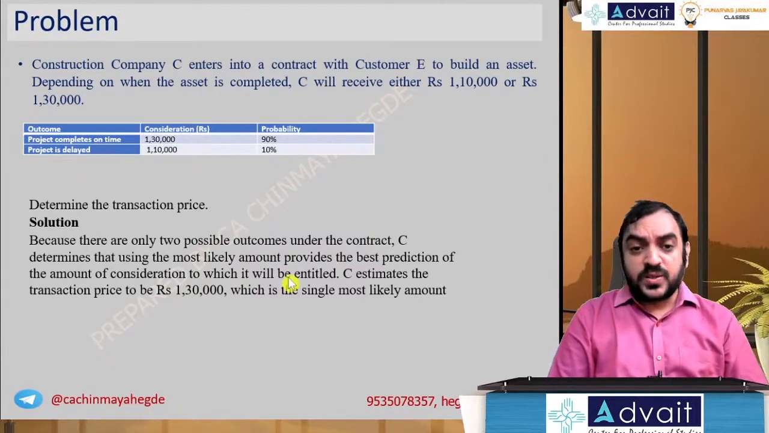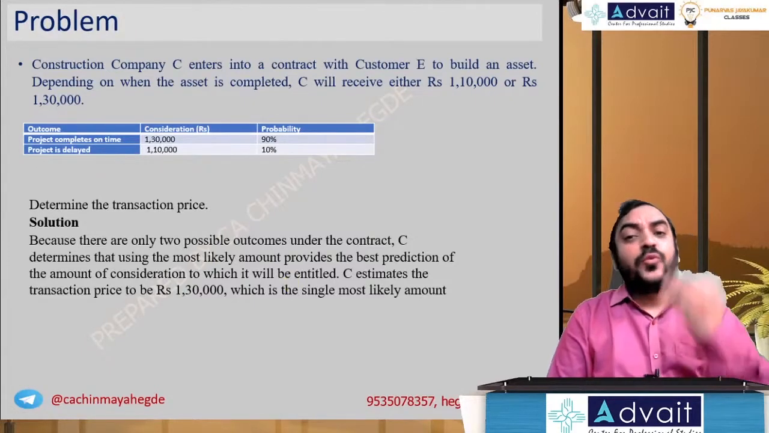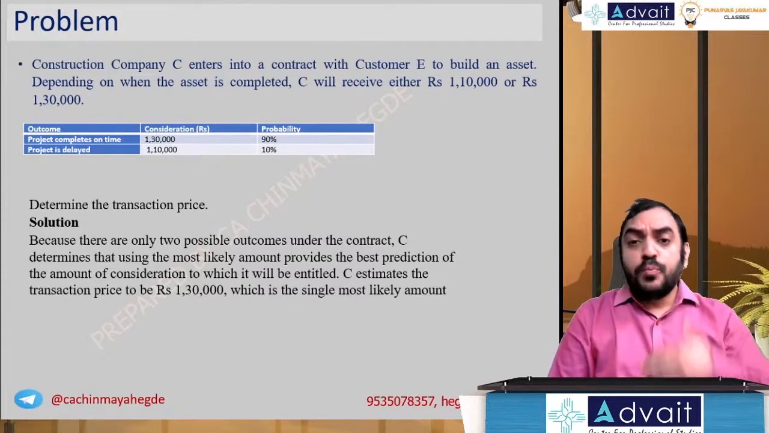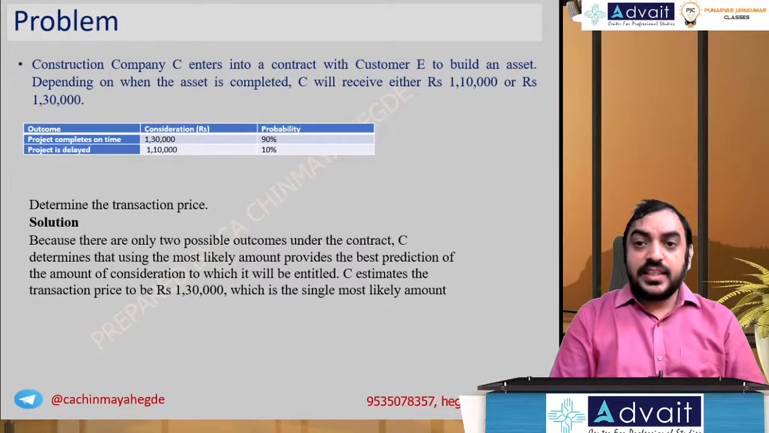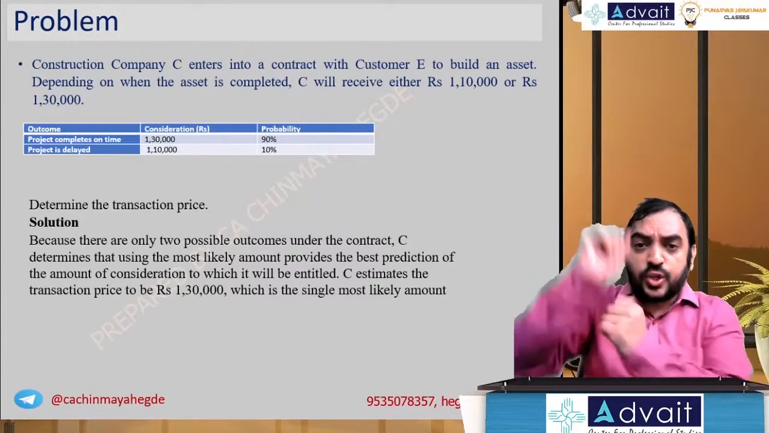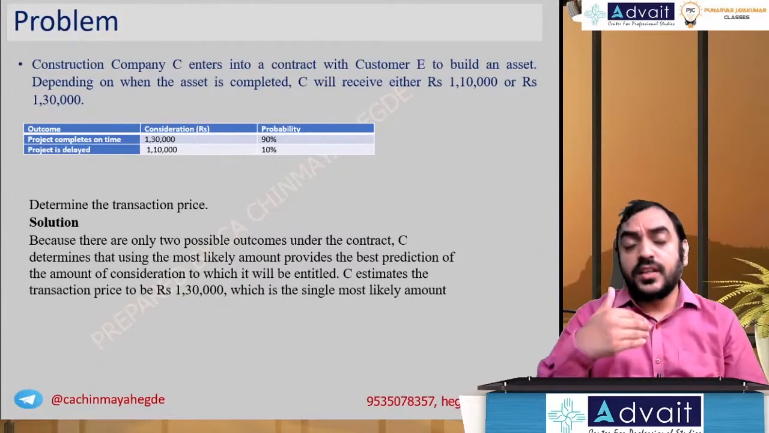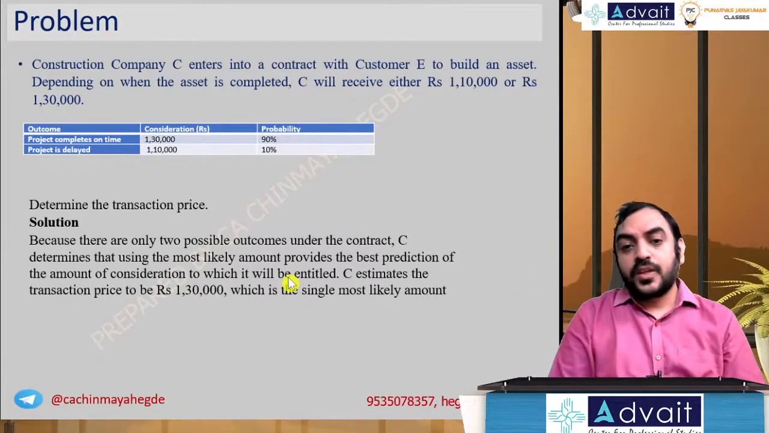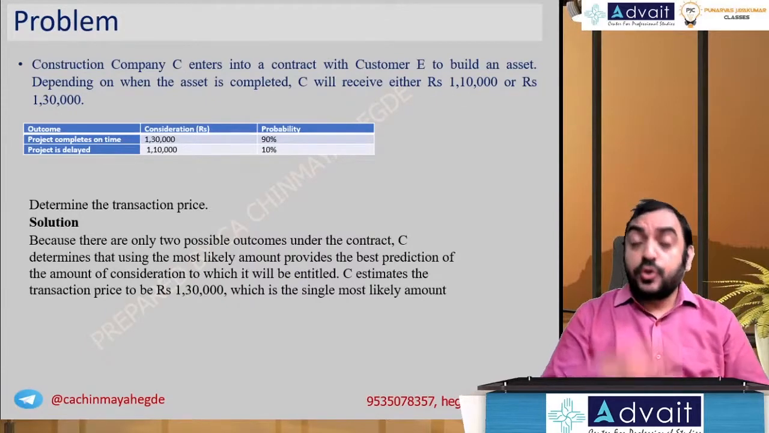Okay, this is one you have to keep in mind. In case of variable consideration, we follow two methods. Method 1, expected value method. Method 2, most likely amount method. EVM, MLM. When do we use the expected value method? When there are more than two outcomes, like in the earlier problem. Multiple possibilities multiplied by the probability, giving the total expected value. That is the expected value method, used when there are more than two possibilities.